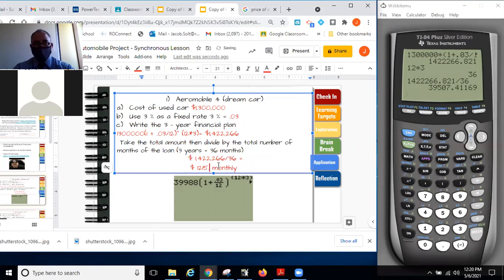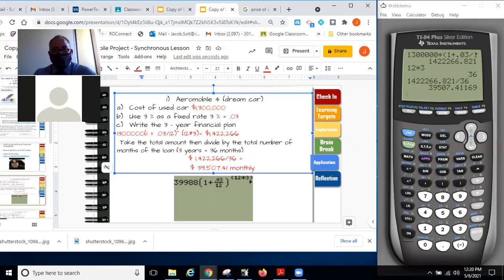So boop, get rid of that. $39,000. I'm going to pay $39,000 a month for this thing. Woo, that's a little bit beyond my budget. I got to be honest. That's a bit beyond my budget per month. Wow. Yeah. Okay. That's what I get for picking an Aero car.